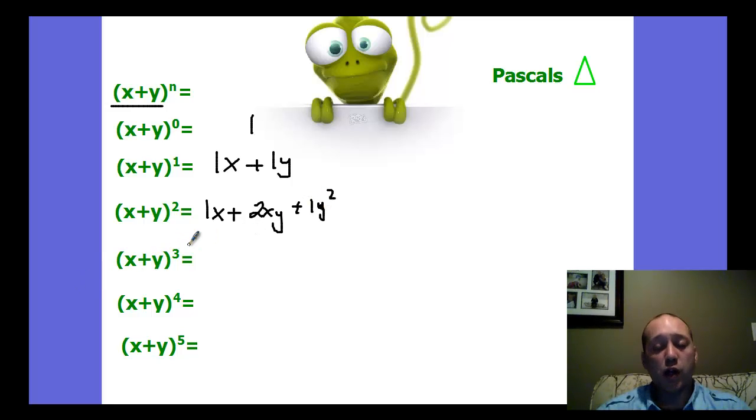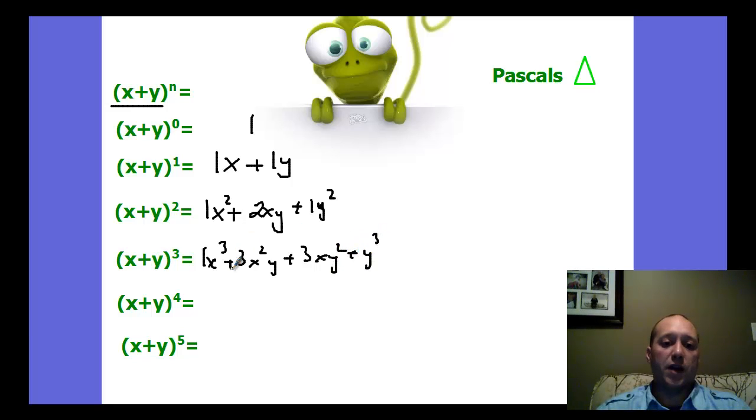X plus y cubed. So you have to take x plus y and multiply by x plus y squared. And so it's a lot of distributing. And you get 1x cubed plus 3x squared y plus 3xy squared plus y cubed. And so you start seeing some patterns here. So I can do the next one as well.